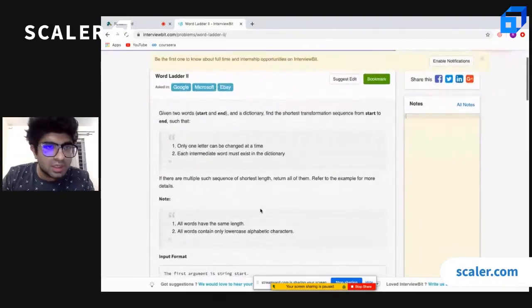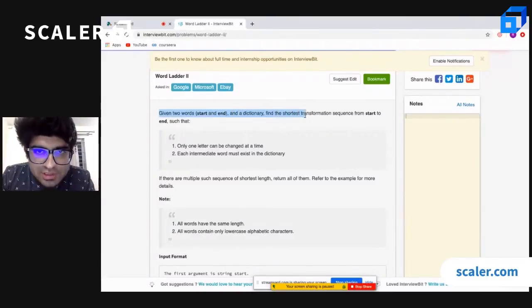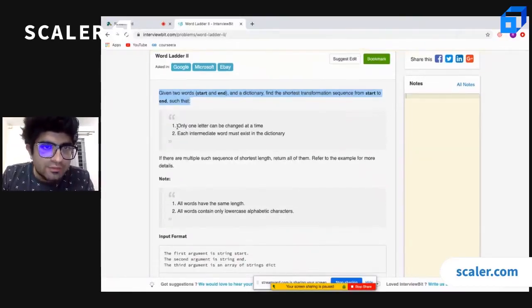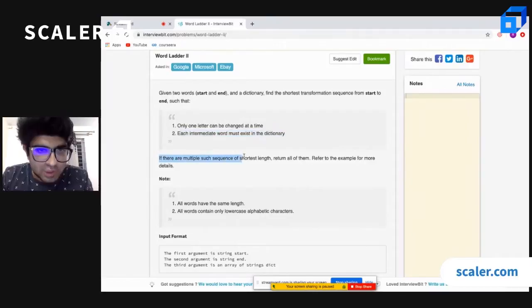Now the problem is, we have been given two words, start and end, and a dictionary. Find the shortest transformation sequence from start to end such that only one letter can be changed at a time, and each intermediate word must exist in the dictionary. And if there are multiple such sequences of shortest length, return all of them. Refer to the examples for more detail.